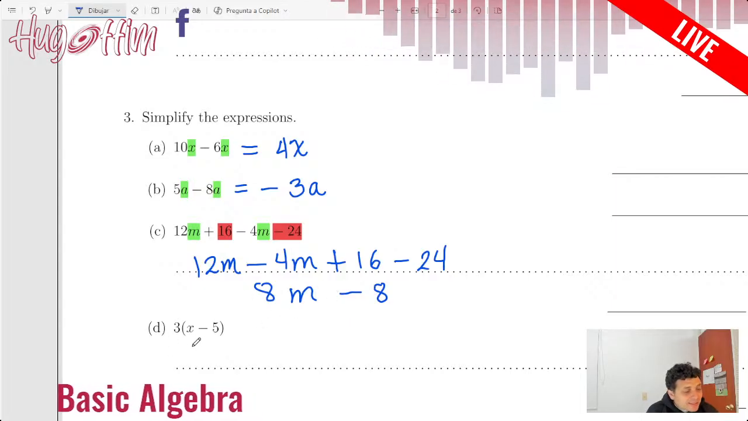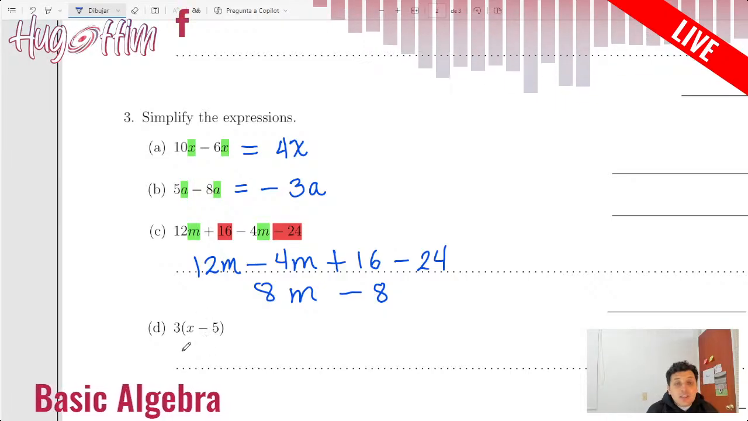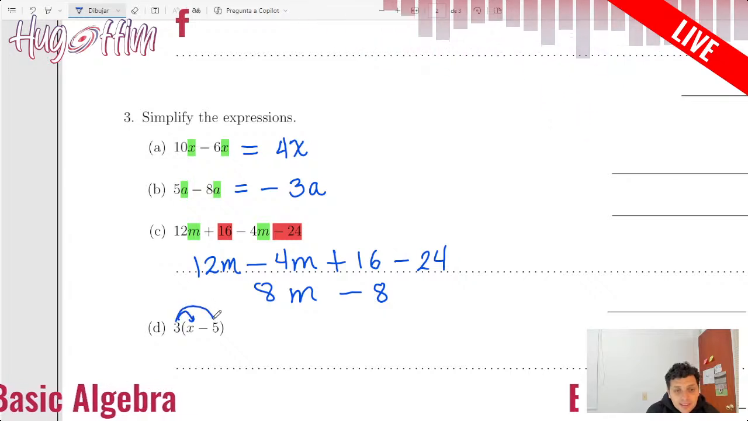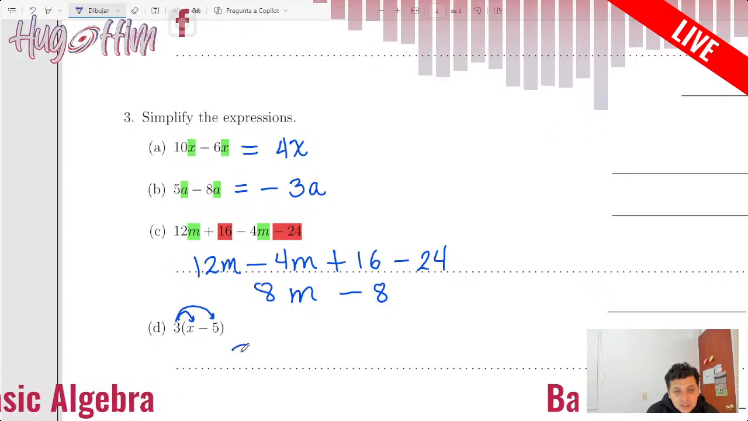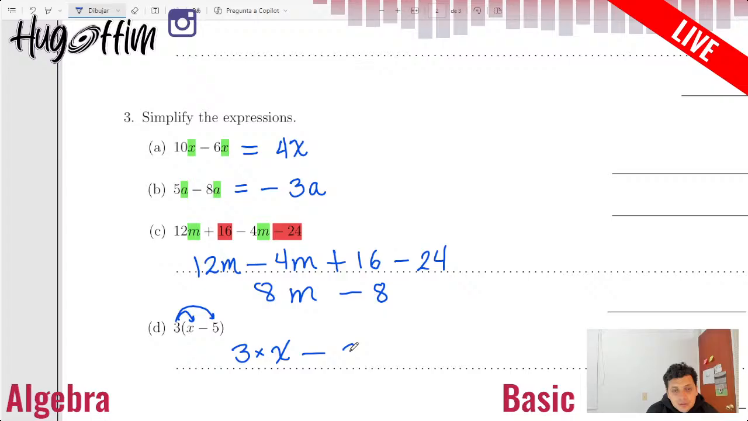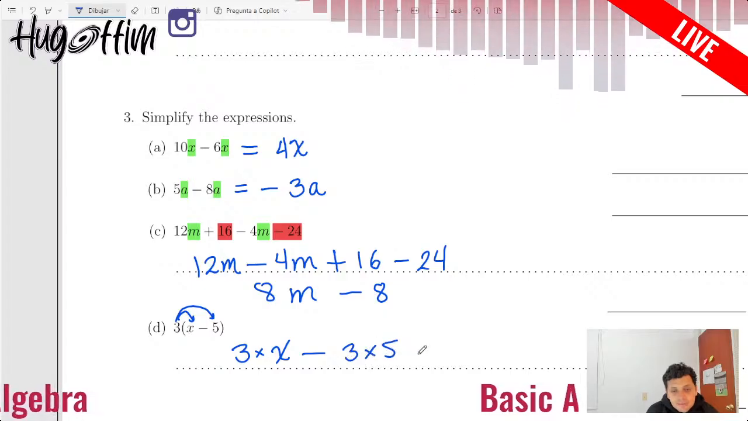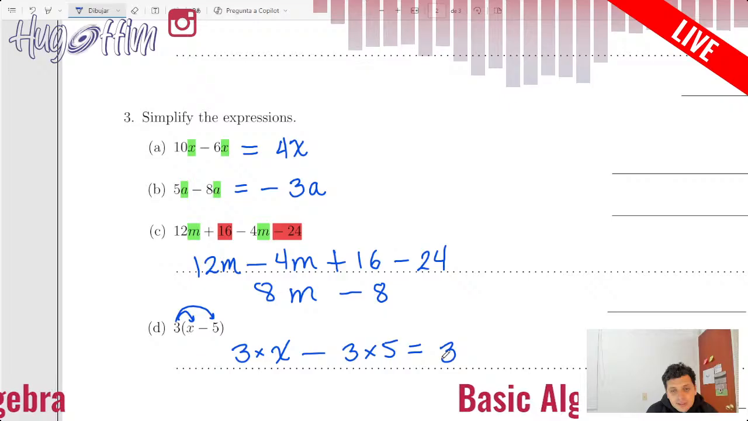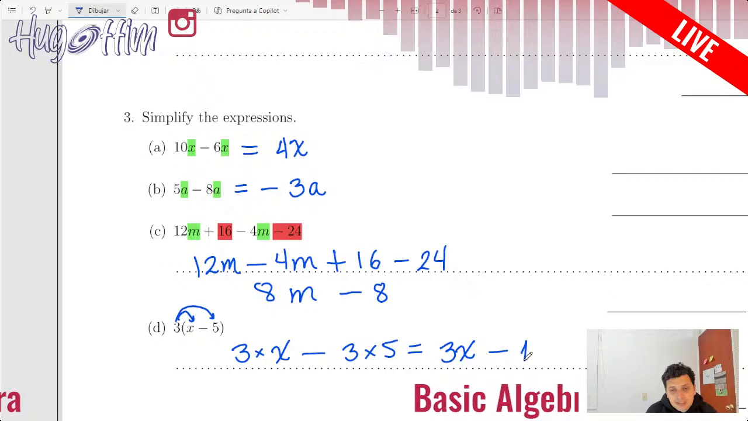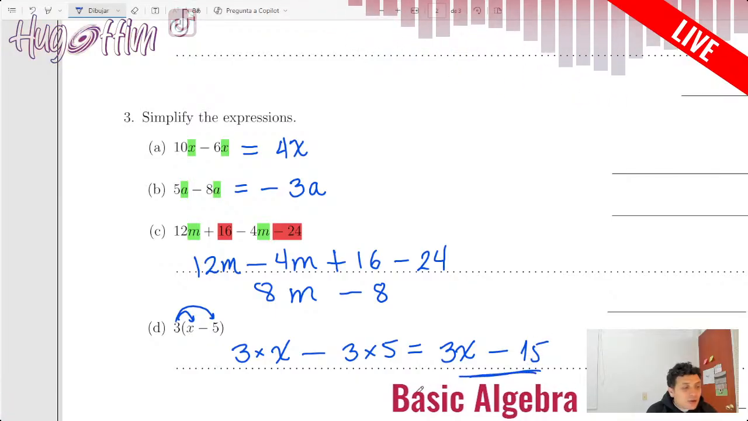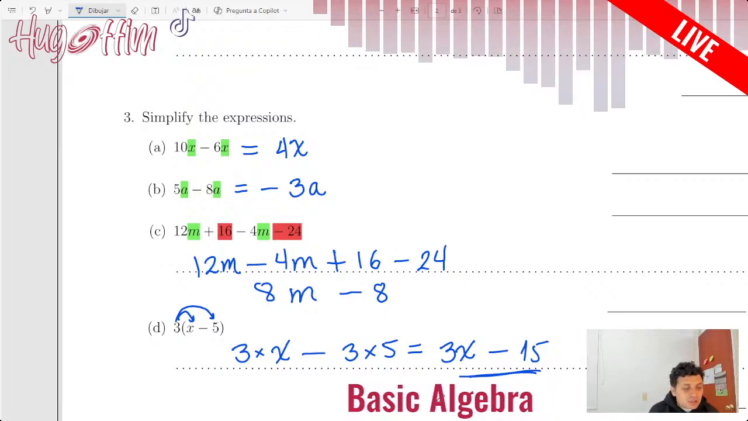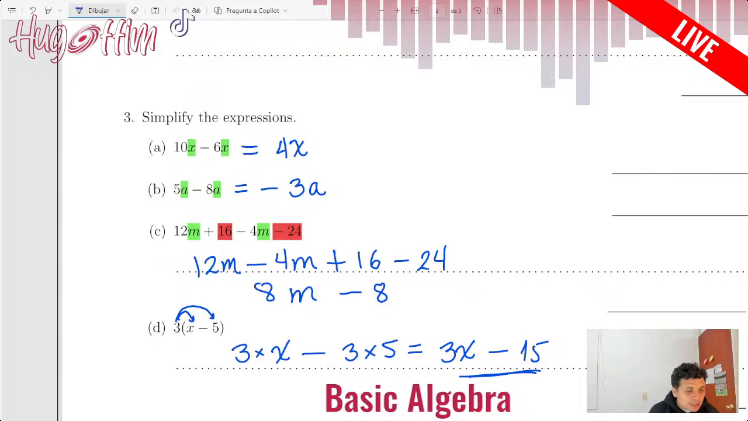Now, finally, when you have a parenthesis, you must apply the distributive property. So what I've got to do is take 3 times x and 3 times negative 5. So essentially it is 3 times x minus 3 times 5. And 3 times x is 3x, and 3 times 5 is 15, so minus 15. And this is how you simplify expressions. As you can see, we just showed how to simplify expressions.